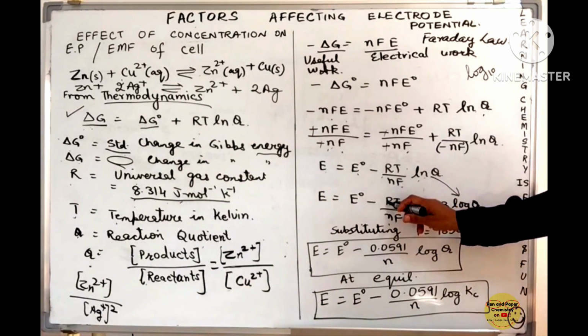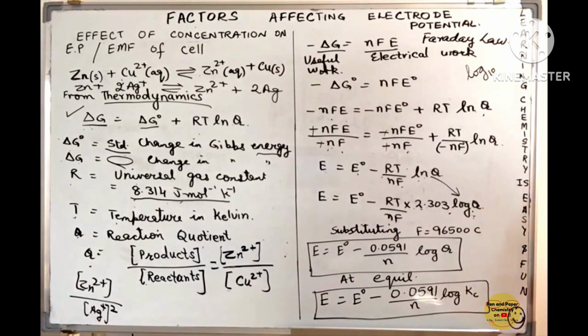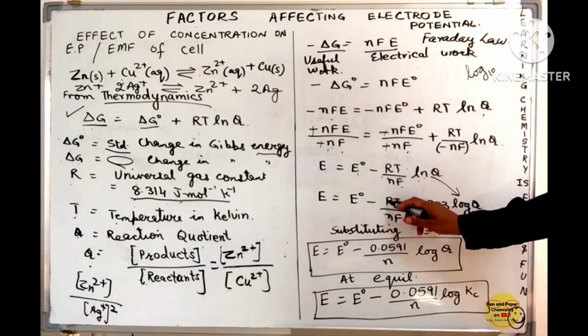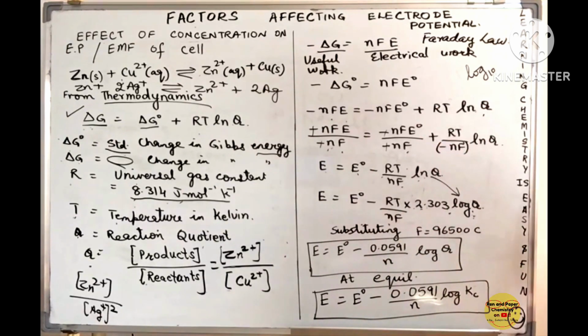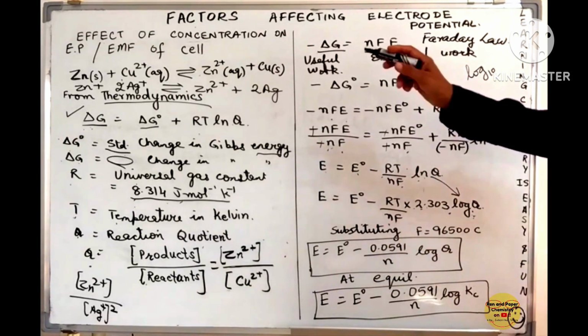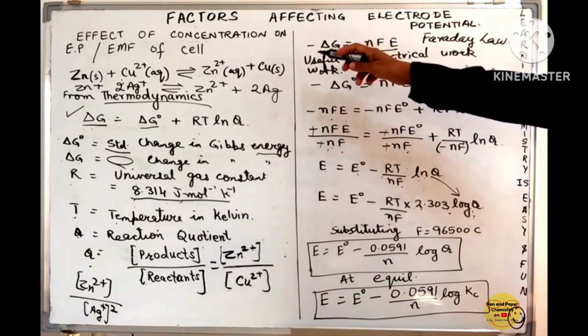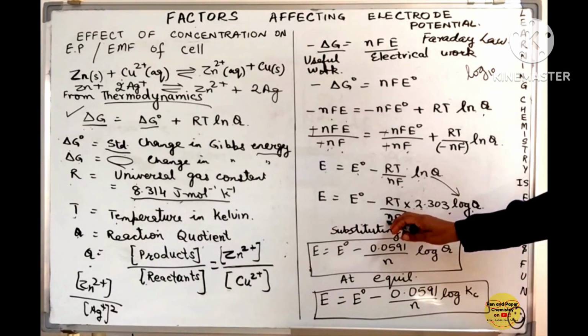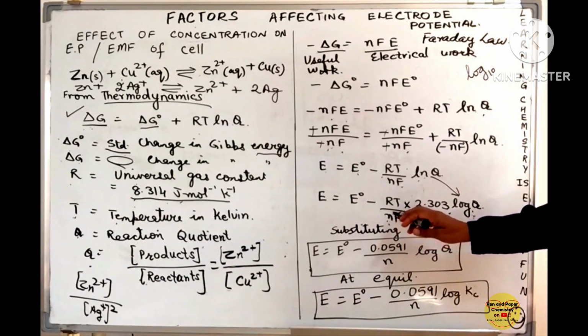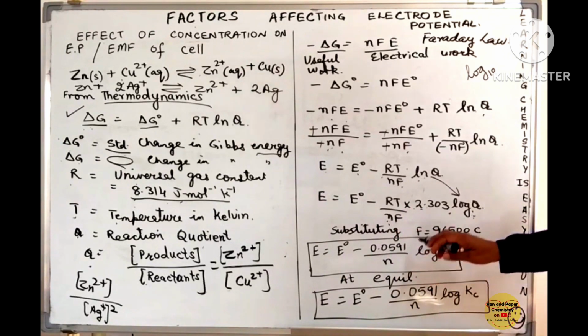Now, next thing that we need to do, to get a simplified expression, is put the values of the constants. So R is 8.314, T is 298 Kelvin, 96500 coulombs is the value of F. n means the number of electrons involved in the equilibrium reaction. So in both the reactions that I have taken, the electrons involved are 2. Here it will be 2, although I am not putting 2 because we want to derive a generalized expression.